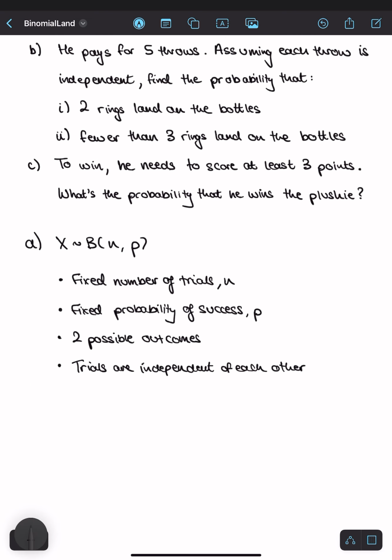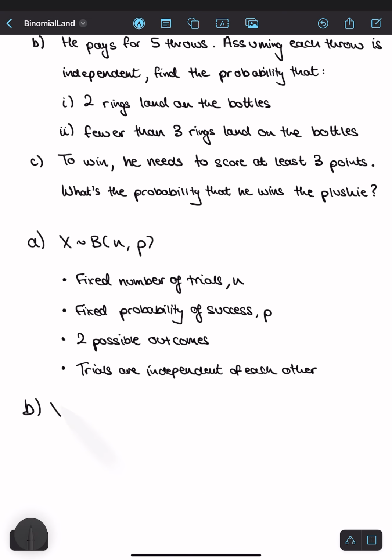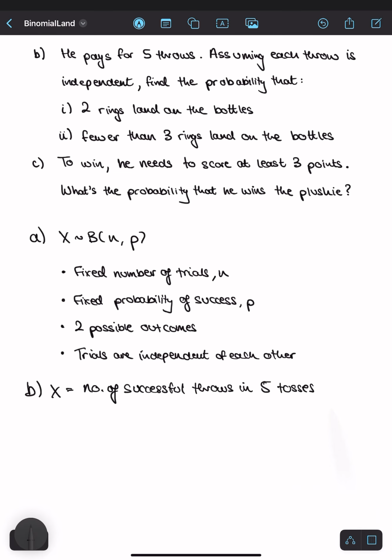So let's write down my variable first. X is going to be the number of successful throws in 5 tosses. So this means that x is binomially distributed, my n value is 5, and my p value is 0.6. Part 1. Find the probability that 2 rings land on the bottles. That's just the probability that x is equal to 2.